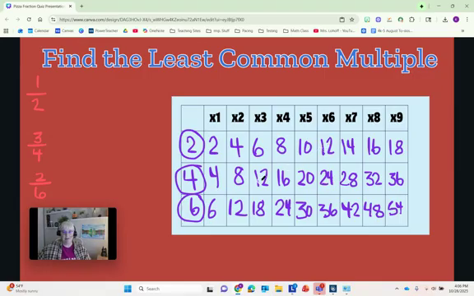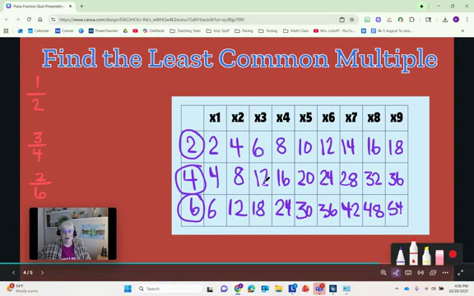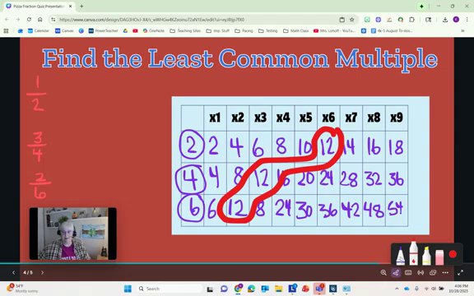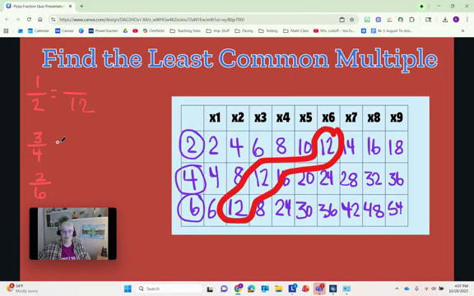12. Oh, 12 is in the 4. Hey, 12, 12, and 12. All 3 numbers have 12 in their multiplication chart, and that's the first number we found. That is the least common multiple. So now you are ready to go back to the fractions, and we would change each of the 3 fractions so that the denominator is 12. That way, you would be able to either add them or subtract them as you need to.